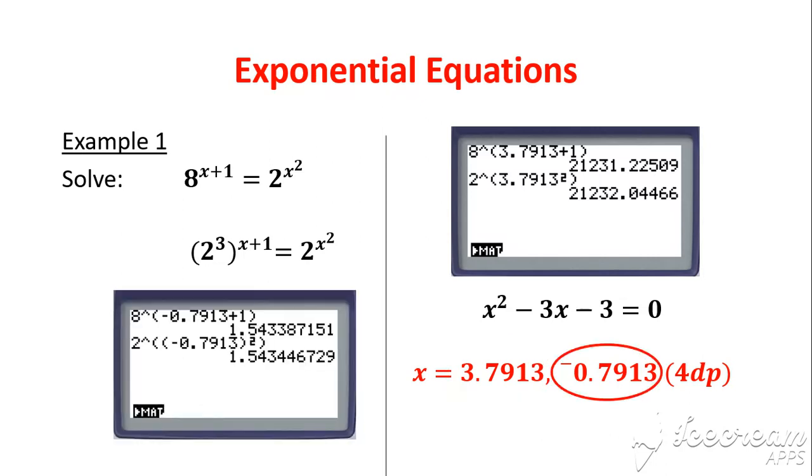What about my second answer, negative 0.7913? I'm substituting that back into my calculator and checking on both sides of the equation that it works. And again, it's not quite perfect, but the reason is because I've rounded my answer to 4 decimal places, and that's why it's not quite accurate enough, but it's so close, I know that this is also a good answer. So in this example, both of my answers are good.